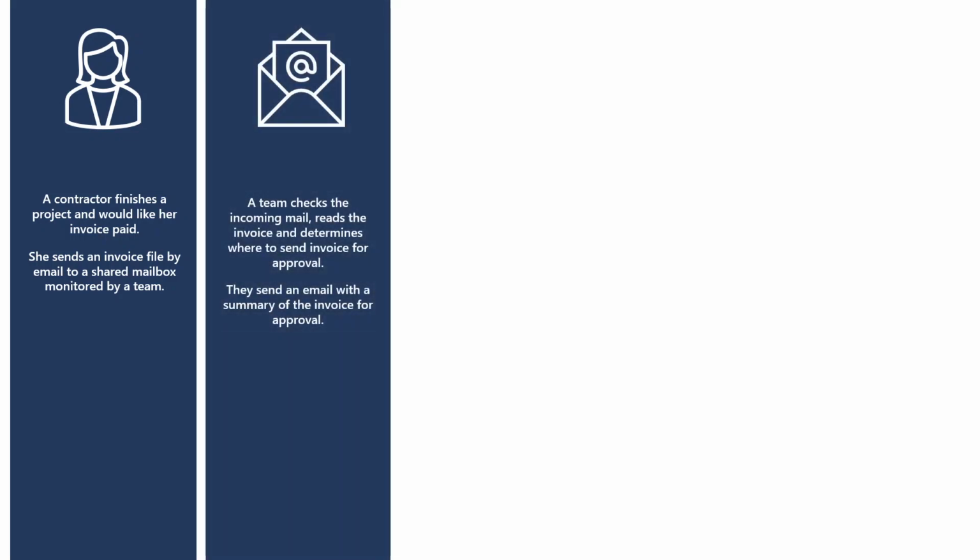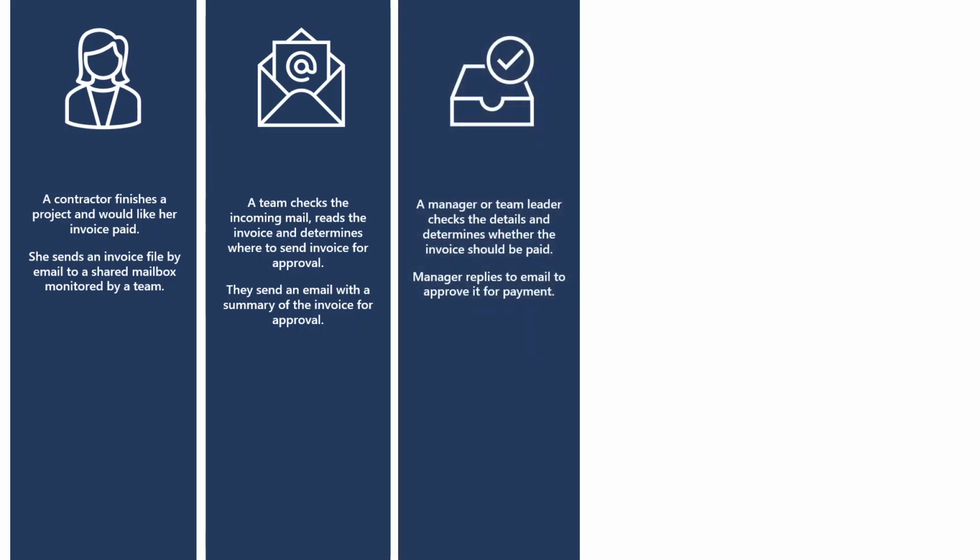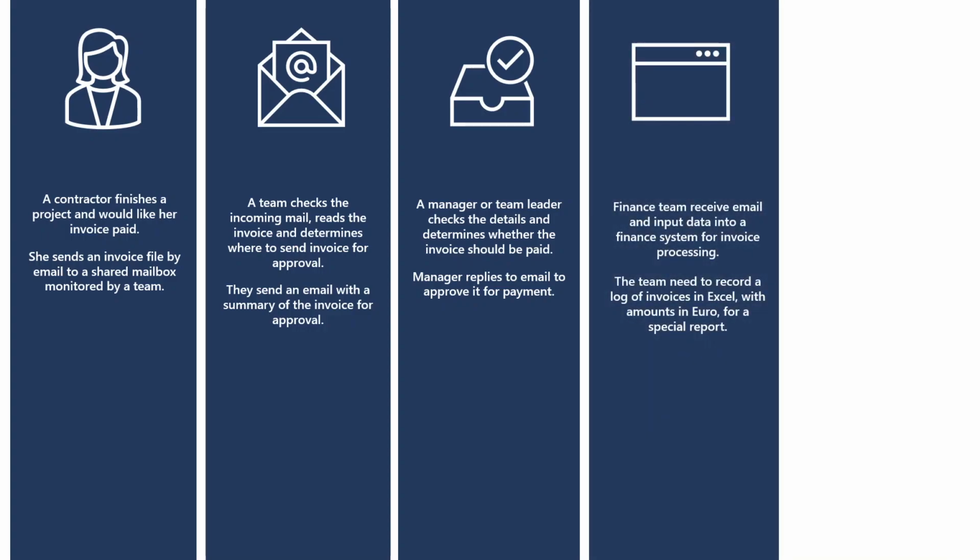The team checks the incoming mail, reads the invoice, works out where it needs to go, and then sends another email with a summary of the invoice for approval by a manager. The manager or team leader checks the details, determines whether the invoice should be paid, and then the manager will reply or forward the email off to finance for payment. Finance then get the email, they data input into a legacy finance system, and then they do some things in Excel and on the web, and they do some other things in it as finance people do.